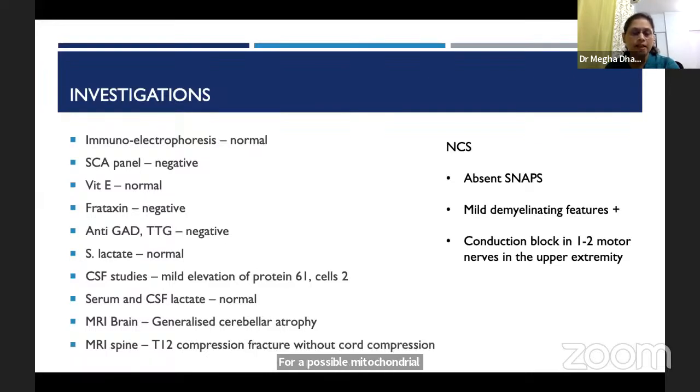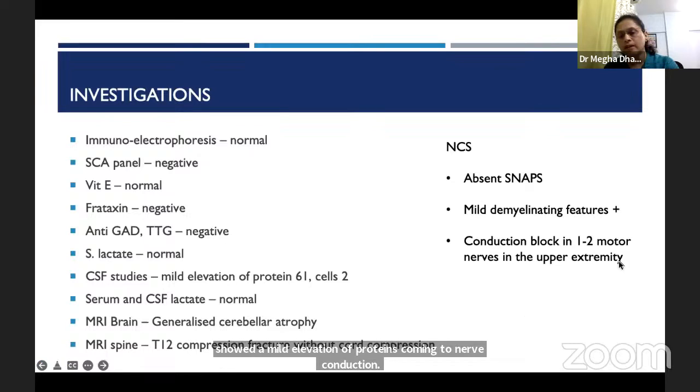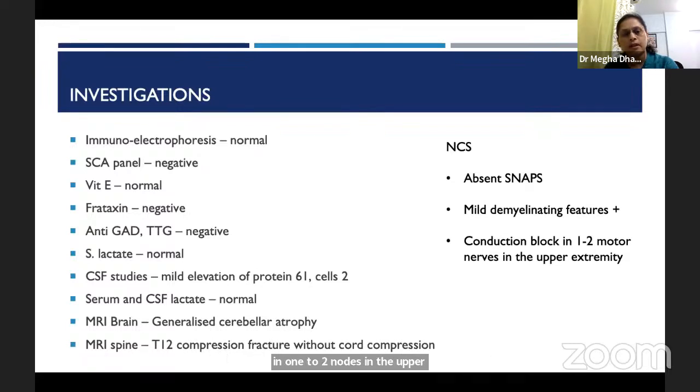Serum and CSF lactate levels were done, which were normal. CSF studies showed a mild elevation of proteins. Coming to nerve conduction, there were some features of demyelination as well, but very subtle, as you can see here, with a conduction block in 1 to 2 nerves in the upper extremity. It's a really complex case, and I really don't know what the diagnosis is here.